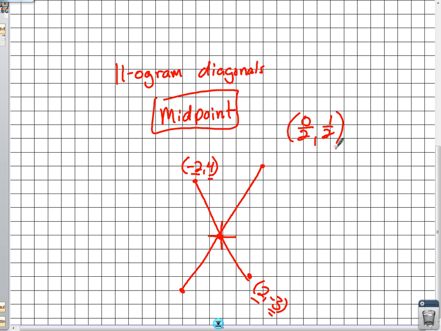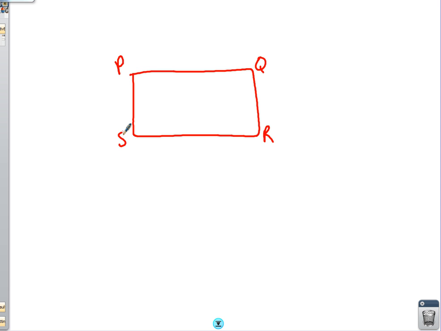Number 14. In rectangle PQRS. I always like to draw it. I don't have a very good imagination. In rectangle PQRS, it says diagonals PR and QS intersect at T.